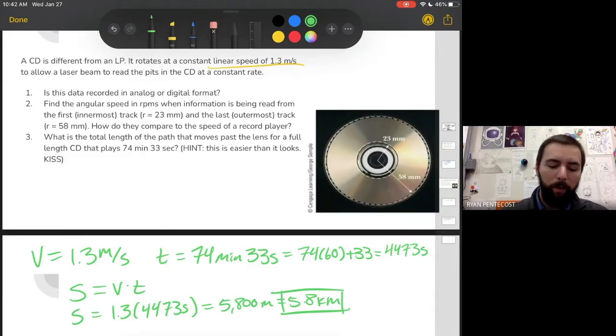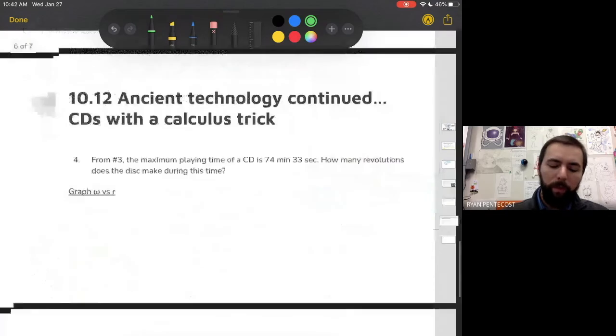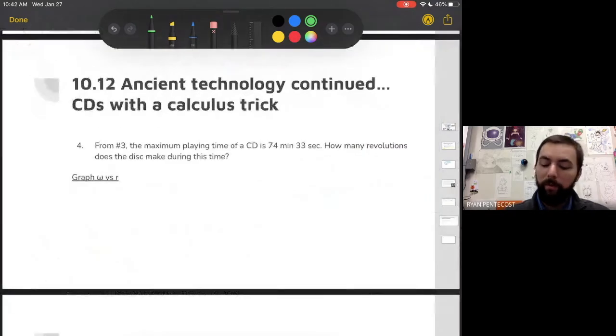All right, we have one more problem that we're going to do. From number 3, we know that the maximum playing time of a CD is 74 minutes and 33 seconds. How many revolutions does the disc make during this time? And then it asks us to graph omega versus R. So we have the omega versus R information, right?